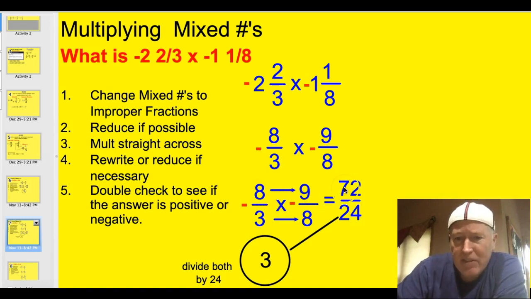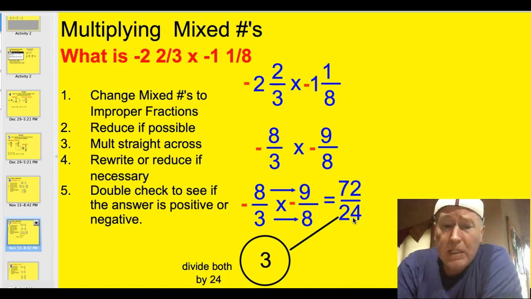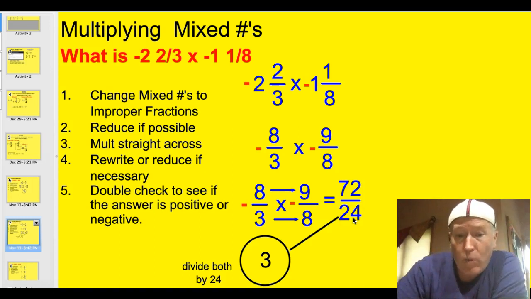8 times 9 is 72. 3 times 8 is 24. Now you've got a negative times a negative, so that's a positive 72/24. Just divide it out, and these can both divide by 24, and 72 divided by 24 is 3.